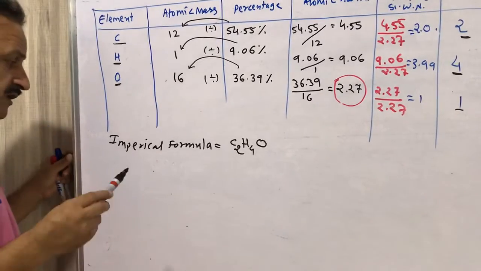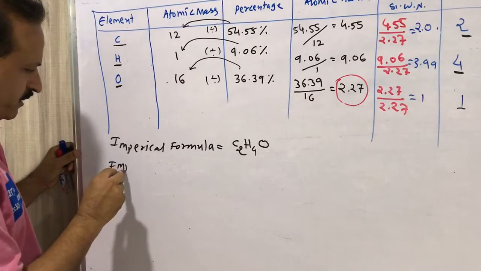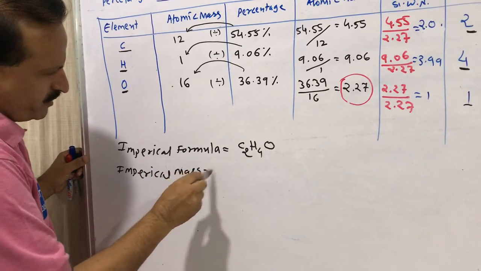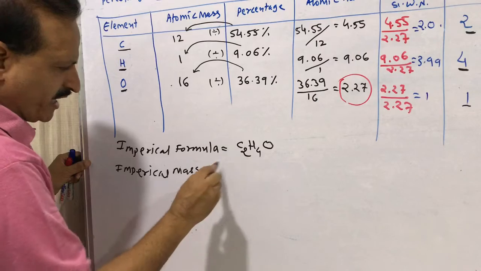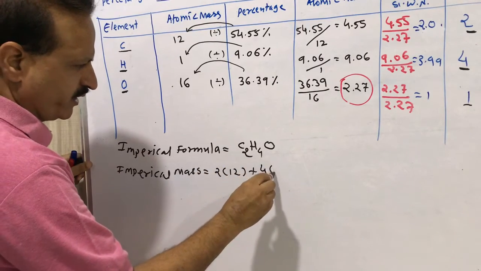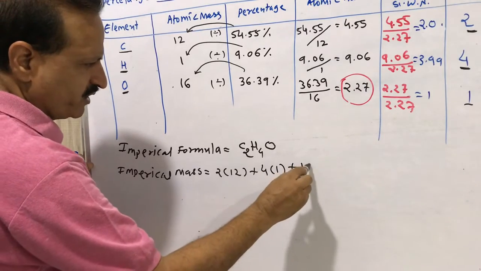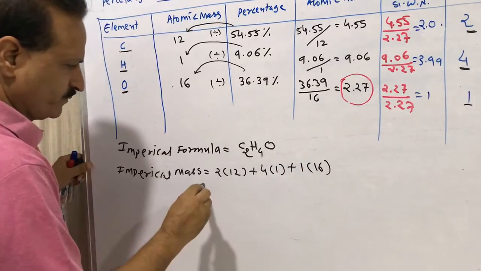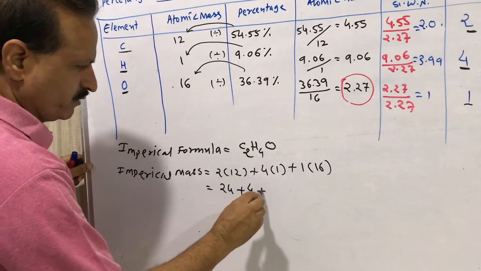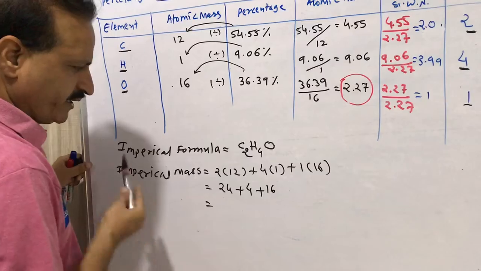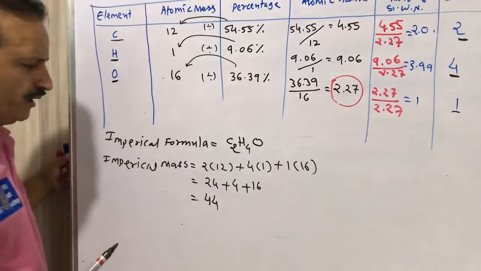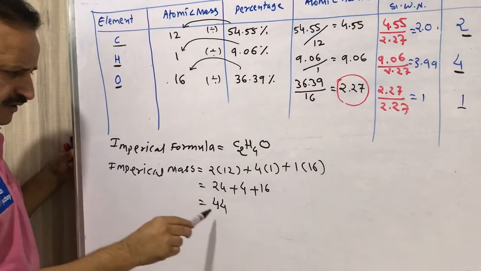Now we will find out the empirical mass. Empirical mass will be 2 carbon means 2 into 12, 4 hydrogen means 4 into 1, 1 oxygen means 1 into 16. So 12 2s are 24 plus 4 plus 16, then it is 44. So this is the empirical mass.